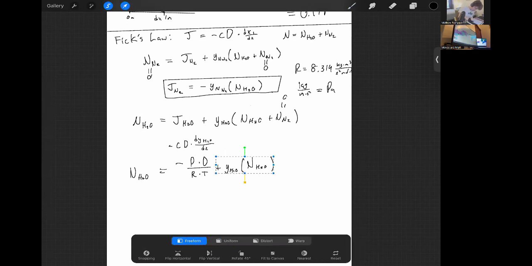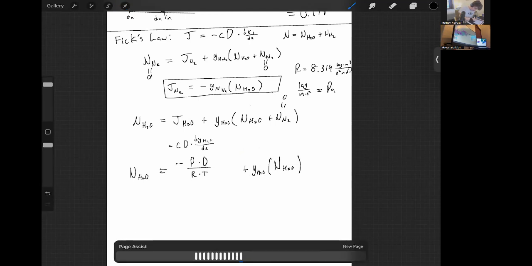Oh, wait. Forgot one crucial part. This is multiplied by the gradient, which is dy of H2O, and then this is over dz. Okay, so now the way that we would solve this is that we have separable equations, specifically dz and d of mole fraction, and we're going to separate them and integrate.